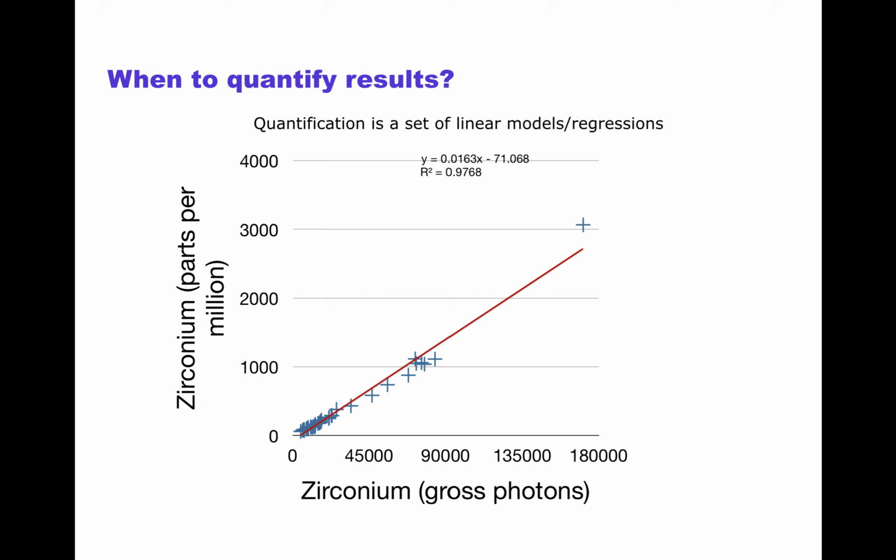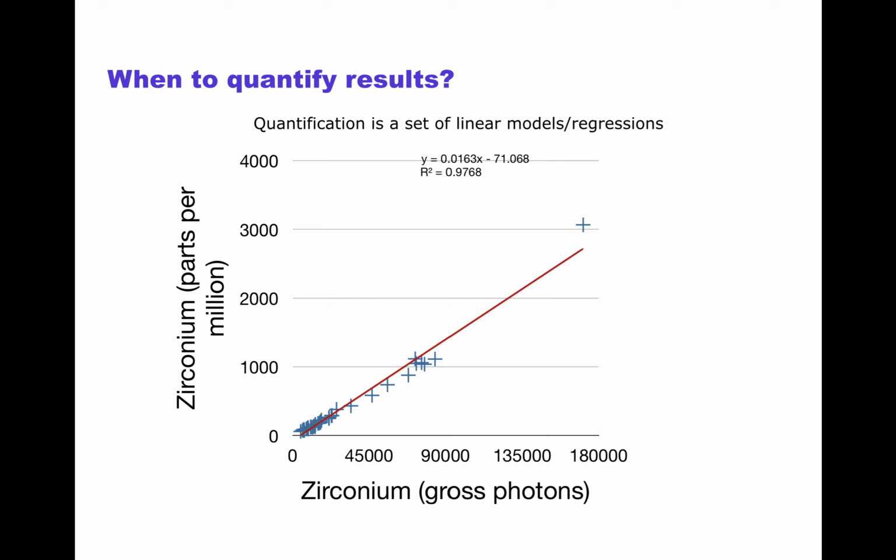Interpreted in a quantitative way, this would state that about 98% of the variation in the y-axis is explained by the x. That is to say, 98% of the variation in zirconium in parts per million is explained by the photon height, by the peak heights in our spectrum. At first glance, this is good, but I'd like to ask you, would you use this quantification? Take a close look at that line.